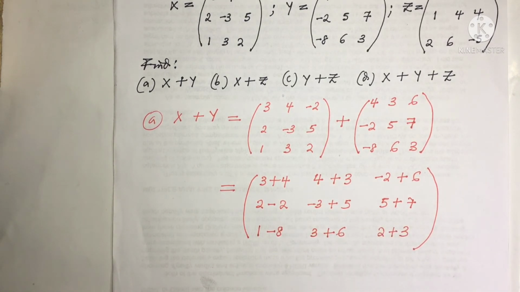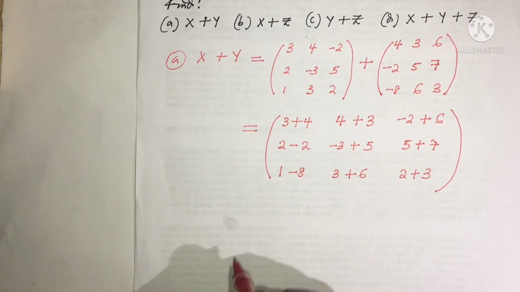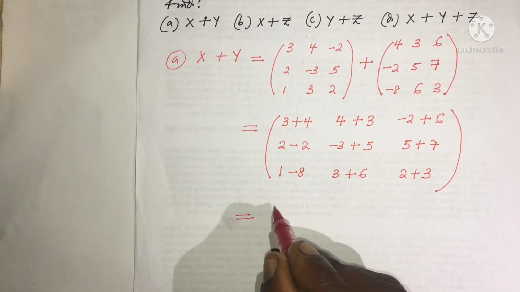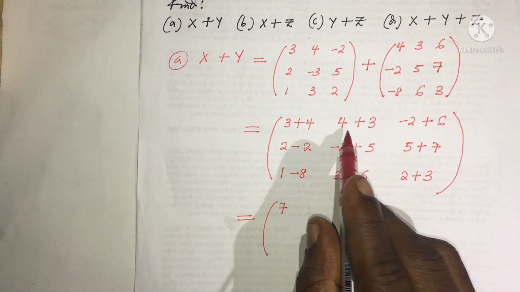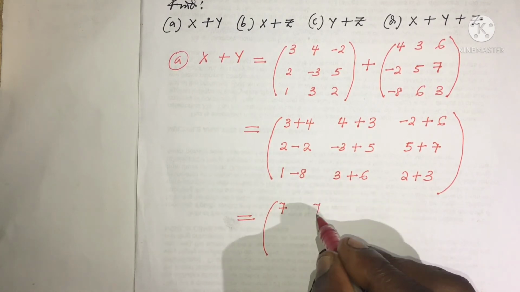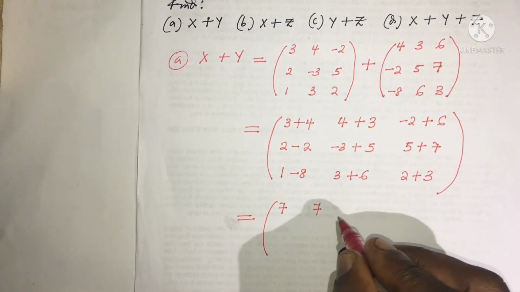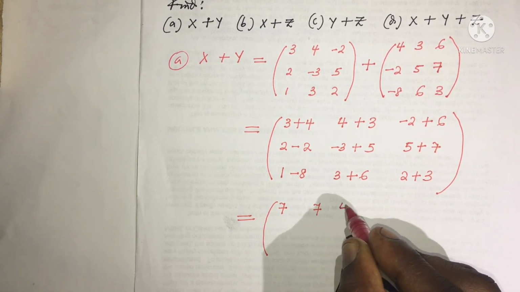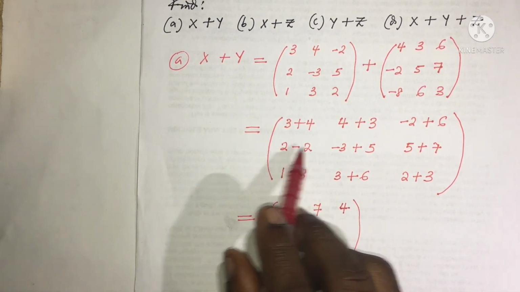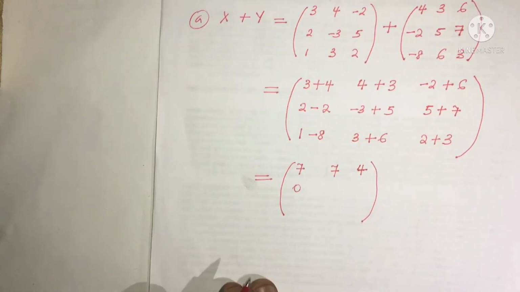So just follow what I'm doing. I'm actually adding the matrix X elements that occupy the same position as those in the matrix Y. So what would my result give? Summarily, 3 plus 4 gives 7. 4 plus 3 gives 7. Minus 2 plus 6 will give you 4. Okay. 2 minus 2 will give you 0.